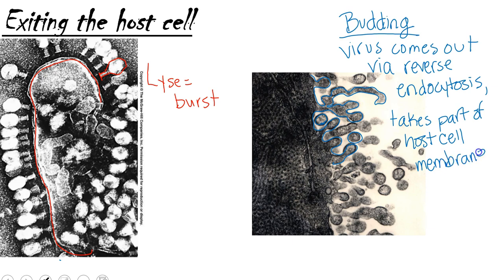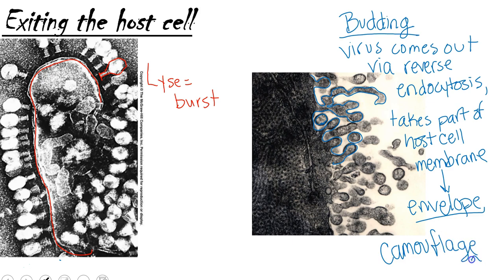All right, this part of the host cell membrane that comes with it is what becomes the envelope that we talked about earlier. And the advantage to a virus to stealing its host cell's membrane is that now it's camouflaged. It looks like your body's own cells. And so again, your body will not attack it if it looks like one of your own body cells. So this is another way that viruses can sneak around in your body and not be detected.